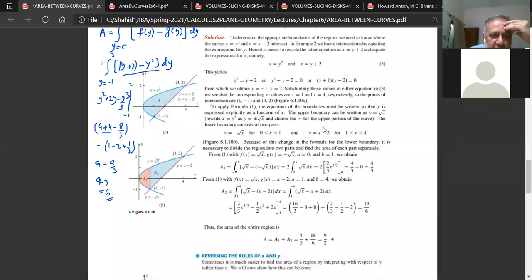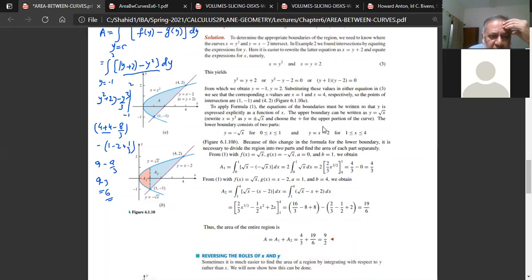Now we are getting the result 6 by converting this problem to integrating over y, where they have done it in two ways, and the area is coming out to be different. Perhaps I'm doing something wrong. Yes, I have done something wrong.